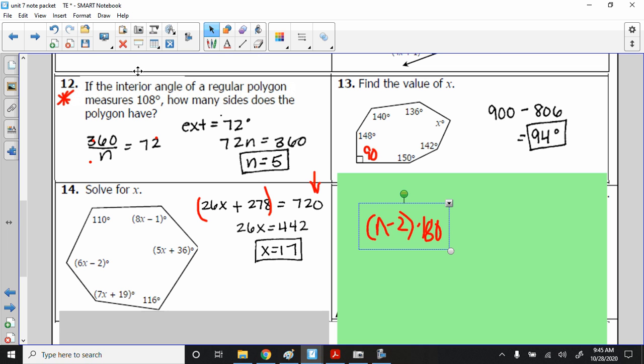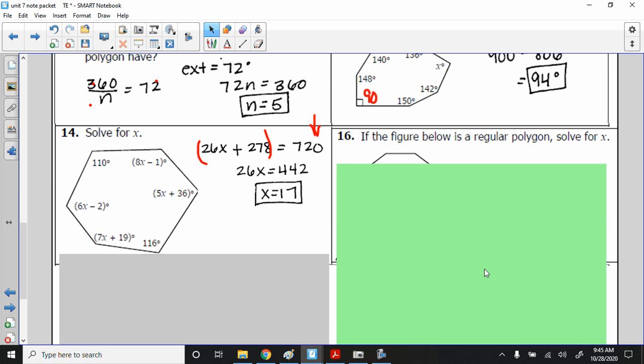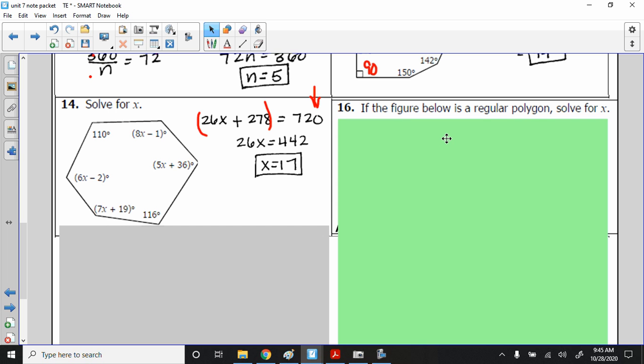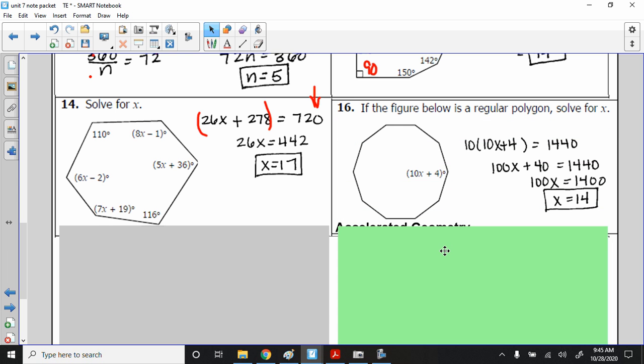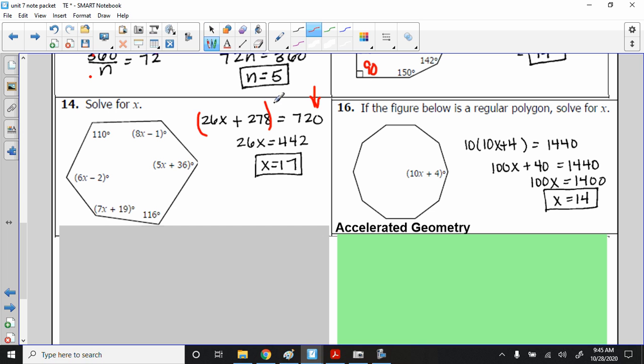All right, so the next question is for accelerated geometry. This is tough. If the figure below is a regular polygon, solve for x. So what did I do is I said, okay, if this is regular and they give me one angle, regular means all the angles are the same. So how many angles do I have here? I counted 10. That's where this 10 came from. So that means I have 10 of these. I mean, I could sit here and write 10x plus 4 10 times and all these angles. But if this is regular, I'm going to have 10 of these. And that's why I multiplied this by 10.